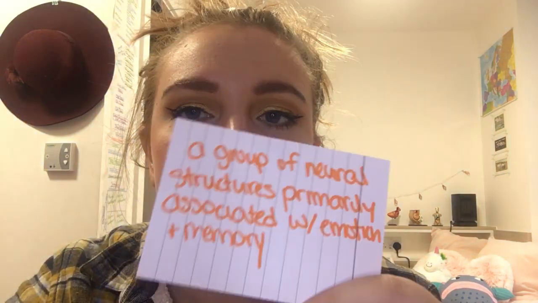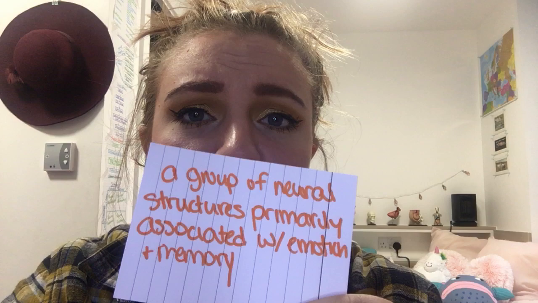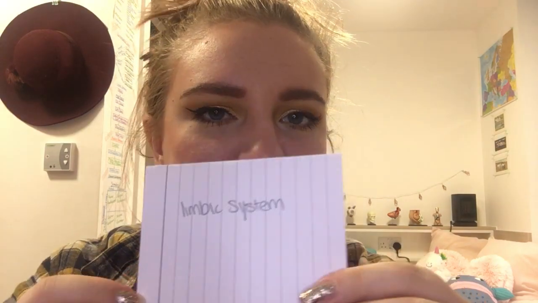What is a group of neural structures primarily associated with emotion and memory? There's a couple different structures in the brain. There has been some debate in the last few years about exactly what structures make up this system, so this can be a little tricky. But when you think about emotion and memory, what you should think about is the limbic system. All those structures like the hypothalamus, the amygdala, those are all in the limbic system.